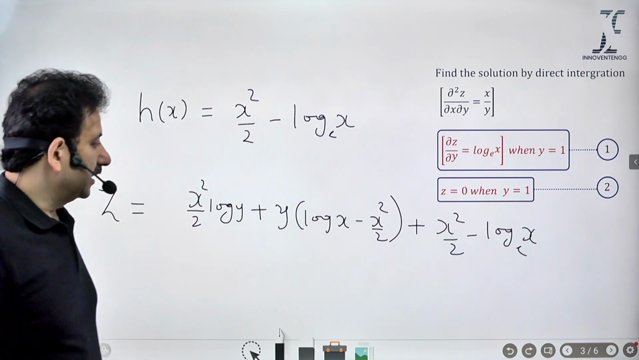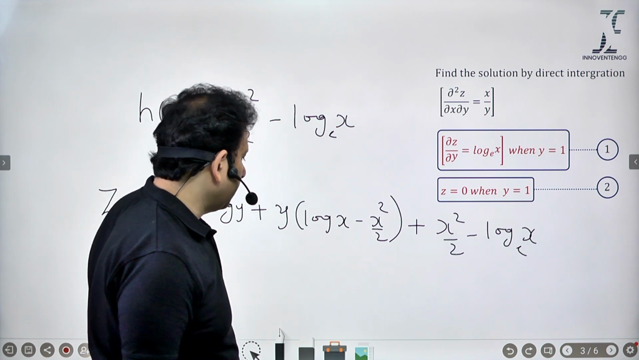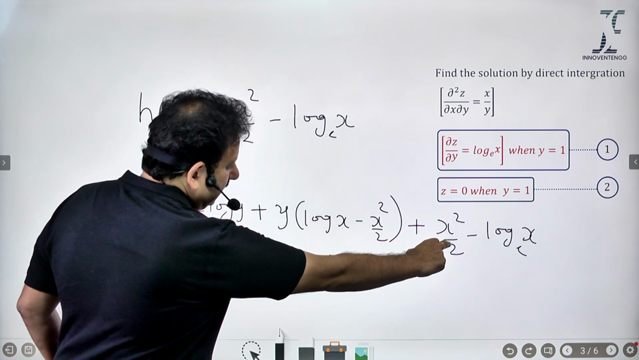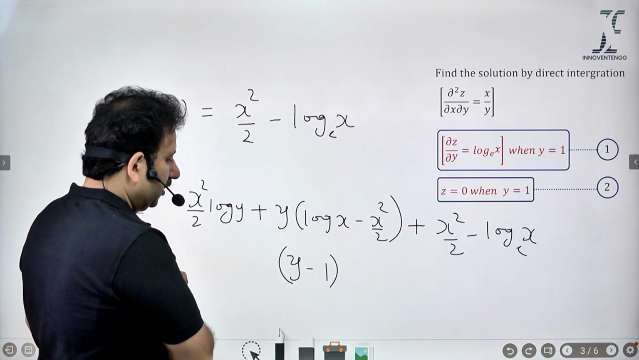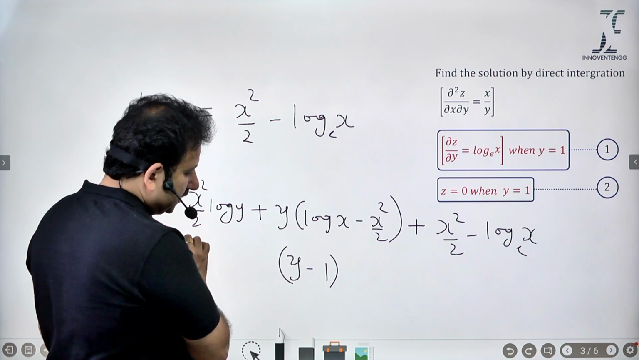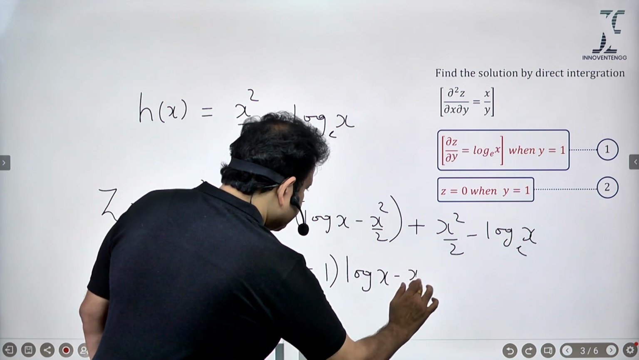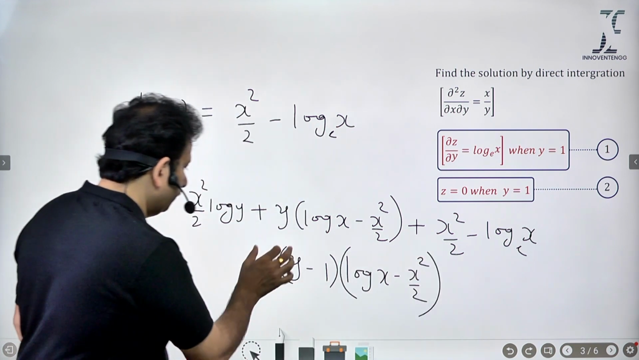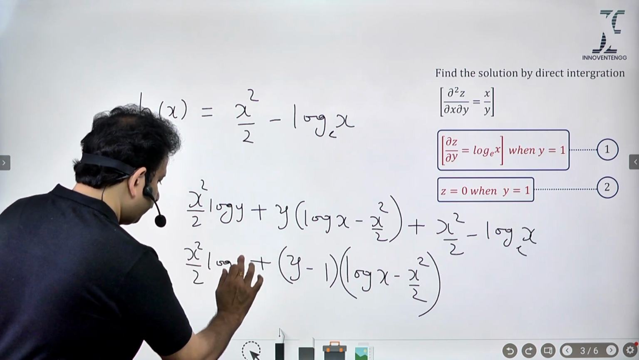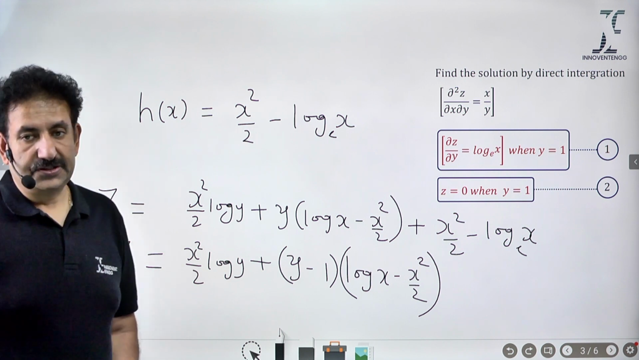In fact, you can simplify this further, because you can take log x minus x square by 2 outside. So if I did that, y minus 1 I will get, because this is exactly negative of this. So therefore, if I take log x minus x square by 2 out, I will get 1 as coefficient of y, and this becomes minus 1. So that is where I get log x minus x square by 2 as the coefficient of that, plus x square by 2 log y.